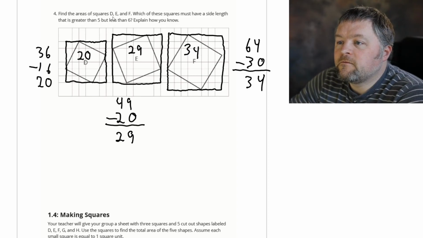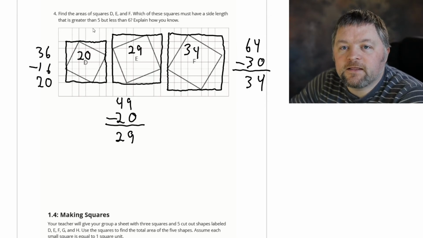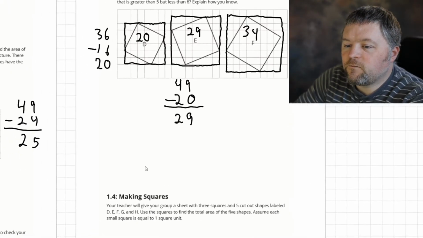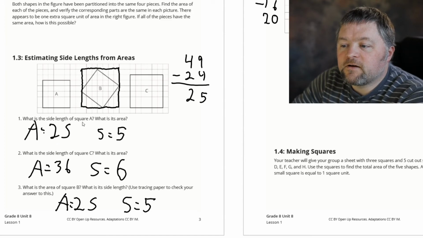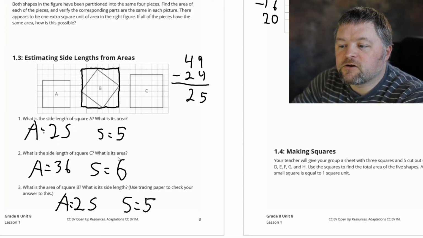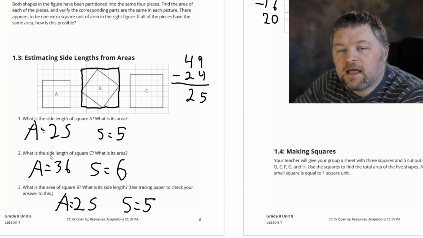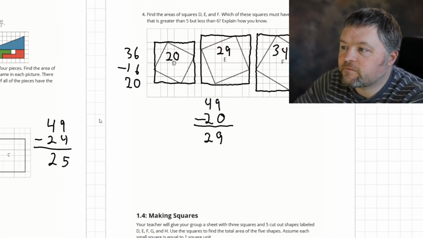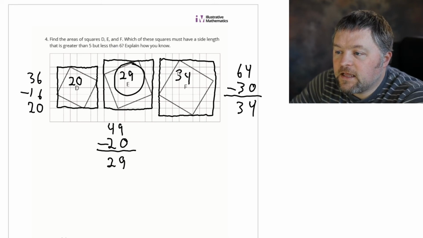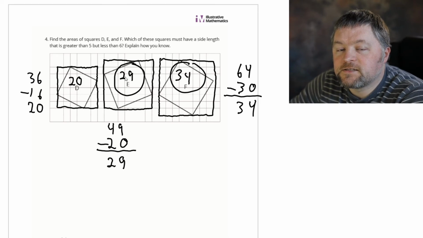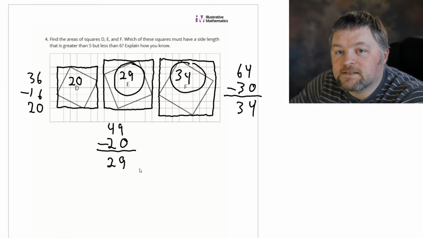So, find the areas of square D, E, and F: 20, 29, 34. Which of these squares must have a side length that is greater than 5 but less than 6? So if we look back at our previous question, a square with an area of 25 has a side length of 5, and an area of 36 has a side length of 6. So for this side length to be between 5 and 6, the area has to be between 25 and 36. Well, what I see right here is two squares, E and F, with an area that's between 25 and 36. So the side length of both of these has to be between 5 and 6.